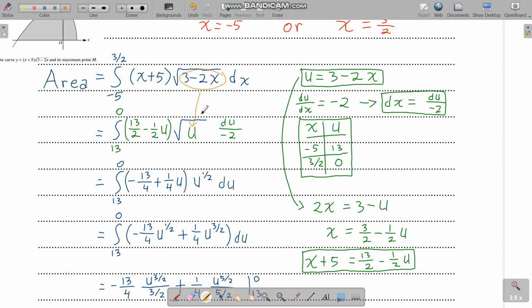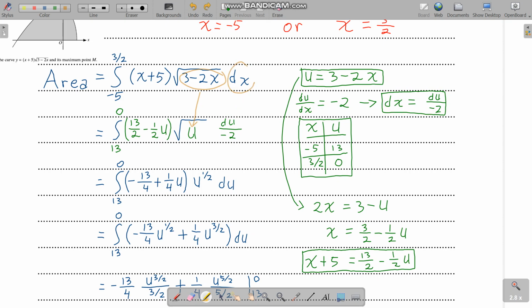Now the next step is to find the du dx, the derivative of 3 minus 2x with respect to x, which is just minus 2. And if you rearrange, you get dx, so you can swap, you get dx equals du over minus 2. So from here we can replace the dx with du over minus 2.